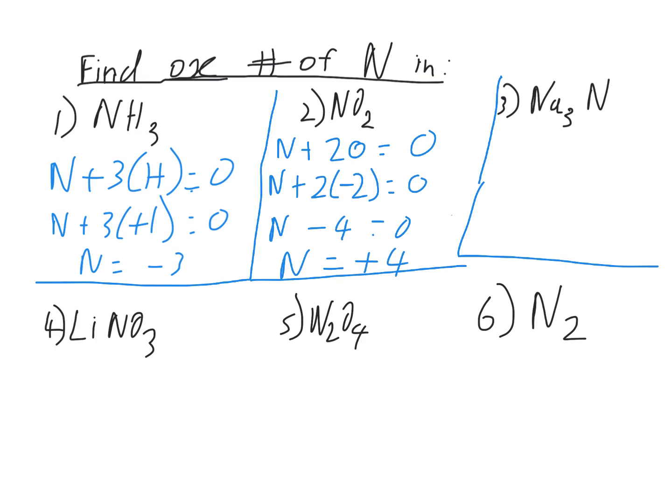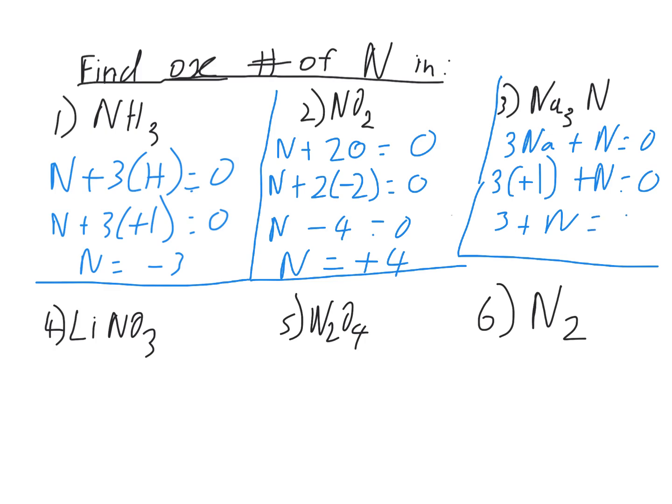Question 3 involves a metal, in this case sodium. It's 3 lots of sodium plus nitrogen should give you 0. Again, compounds add up to 0. And if we use the rule about group 1 and 2 metals, we know that group 1 and 2 metals are normally plus 1 or plus 2. Sodium is in group 1, so it is plus 1. Adding together with nitrogen should give you a 0. So 3 plus N is 0. N has got to be minus 3. So the oxidation number of nitrogen in this case is minus 3.